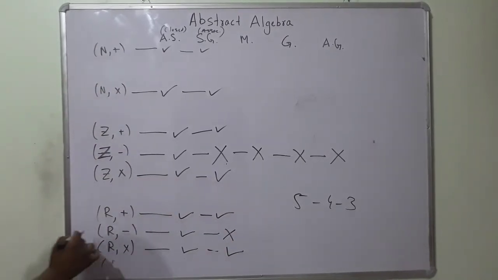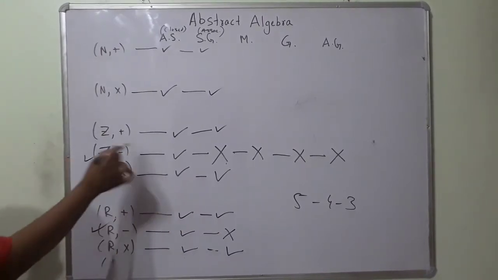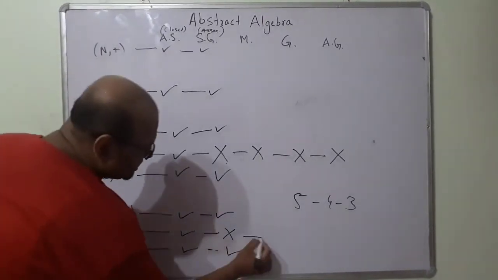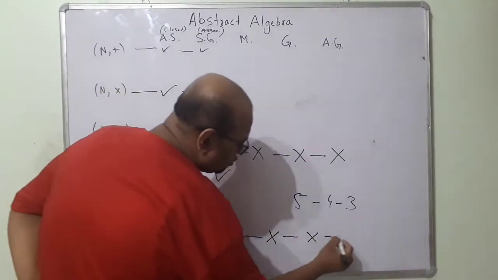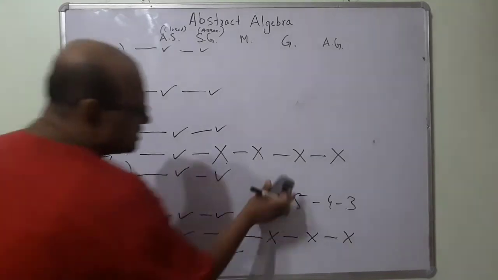This is an algebraic structure, but this is not a semi-group. Since it is not a semi-group, it is not a magma, it is not a group, it is not an abelian group. So this is what we have.